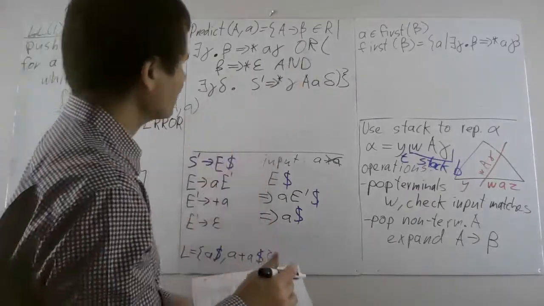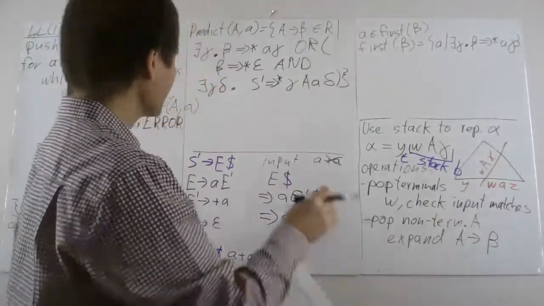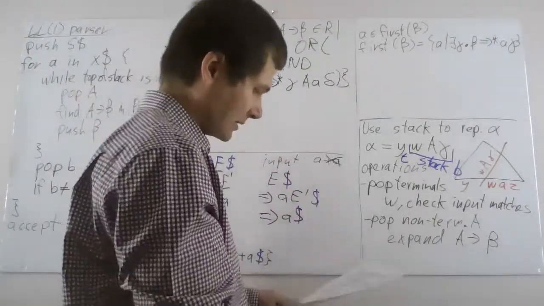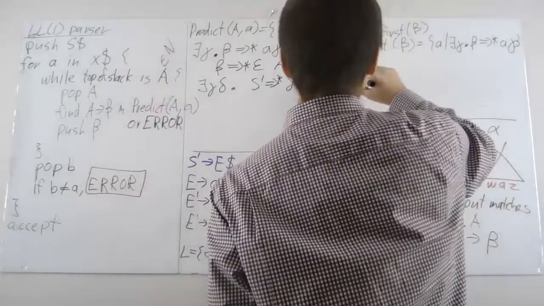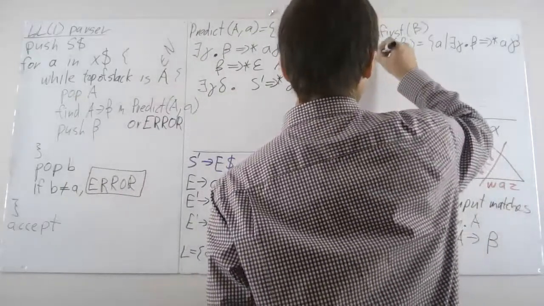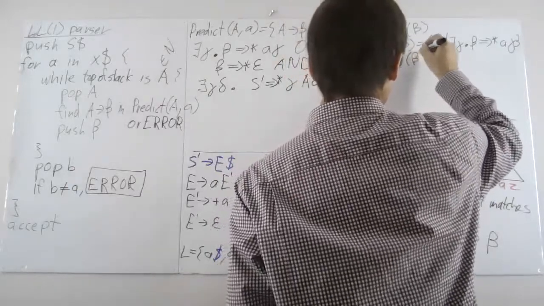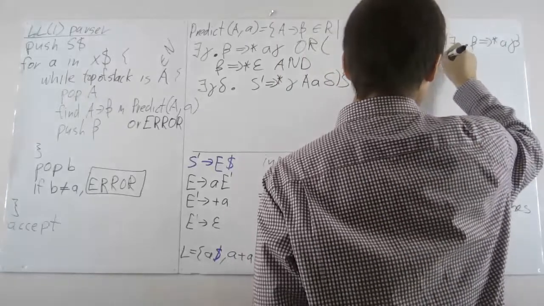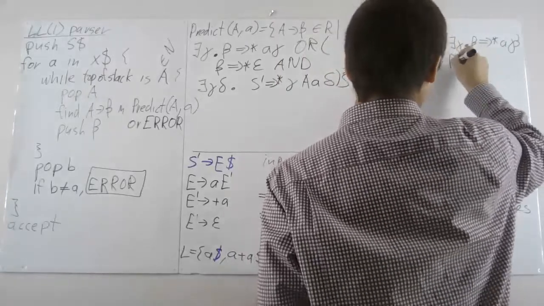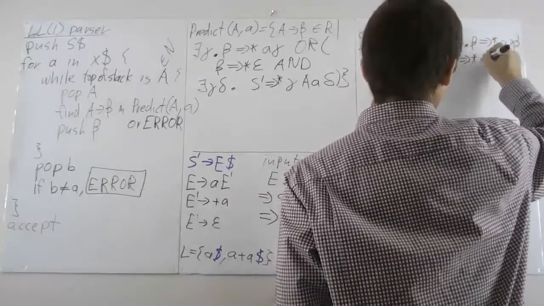Okay, and then I'm going to give these things names. If beta derives the empty string, I'm going to call that nullable. So I'm going to say that beta is nullable if and only if beta derives the empty string.